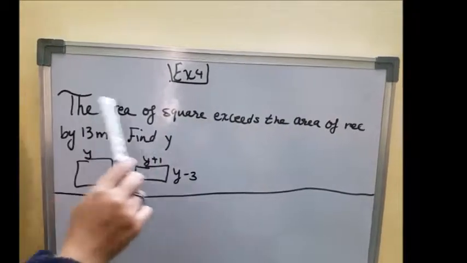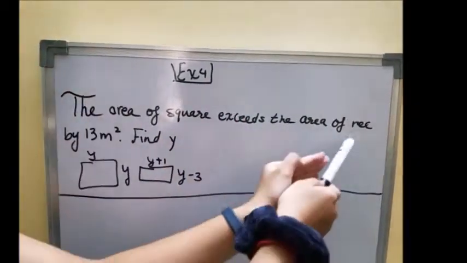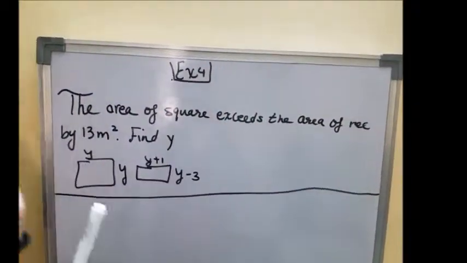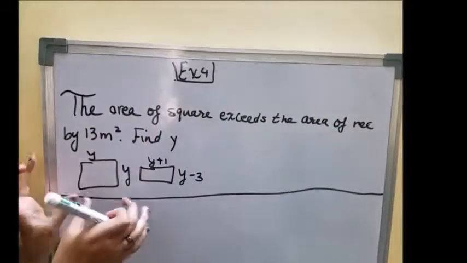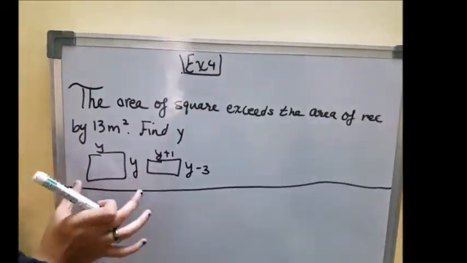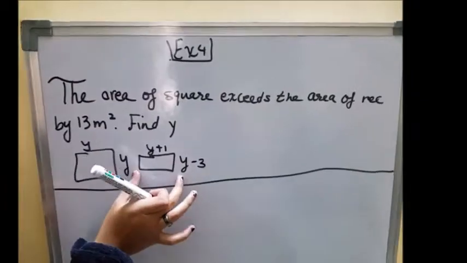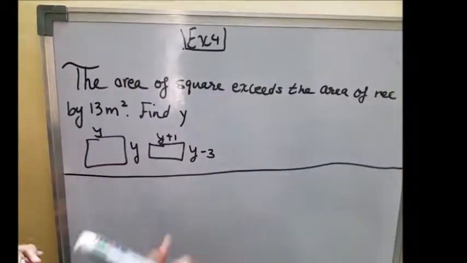So this is a kind of word problem we're going to solve. It says the area of the square exceeds the area of the rectangle by 13 meters squared. Find y. So this is the square, this is y and y. And this is the rectangle, it's y plus 1 and y minus 3.